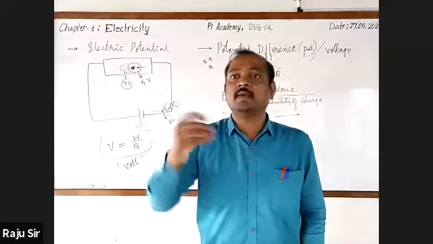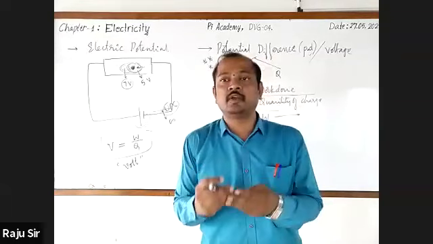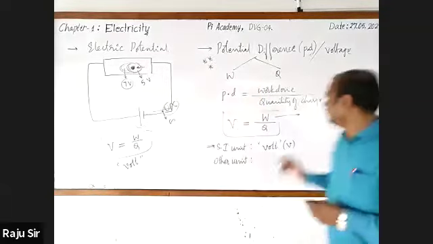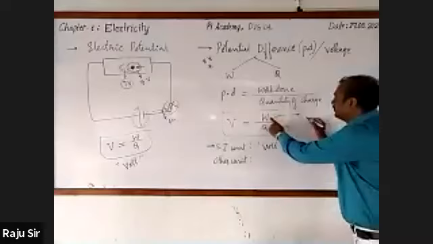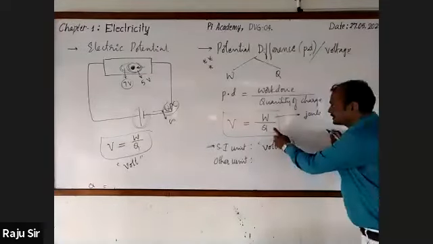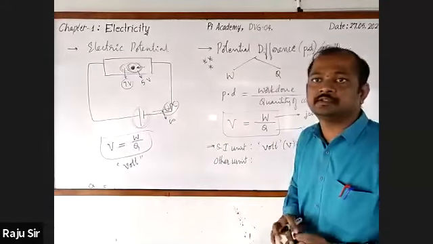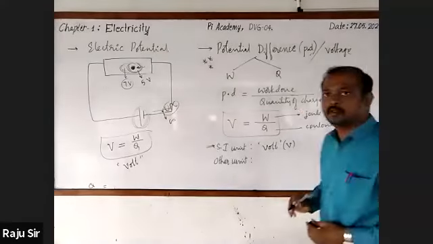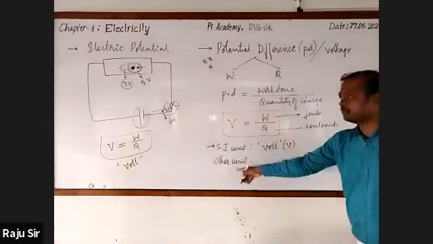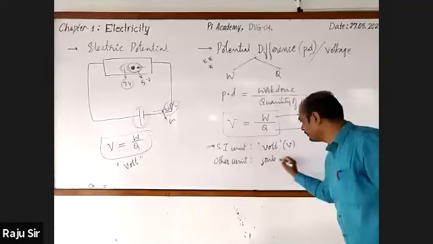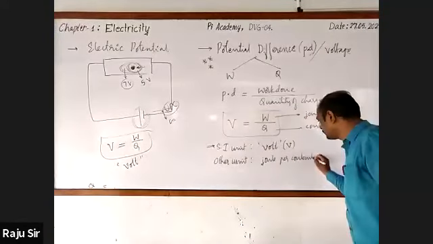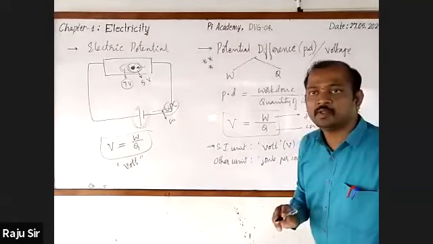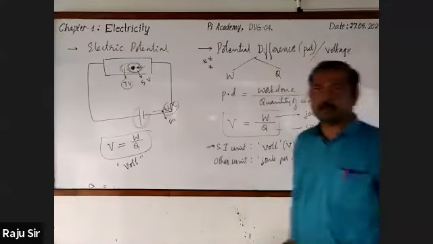Now, when I ask a question, you answer, so it will be easy for others to follow as well. The SI unit of work done is joule. The SI unit of quantity of charge is coulomb. Then what is the other unit of potential difference? Joule per coulomb. Did you understand? Yes, sir. Simple representation: J C raised to the power minus 1.